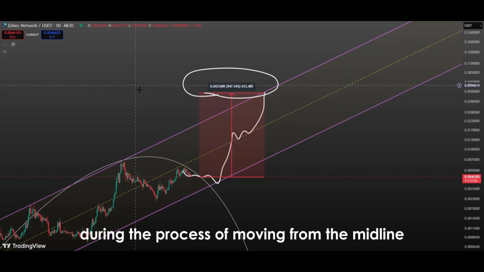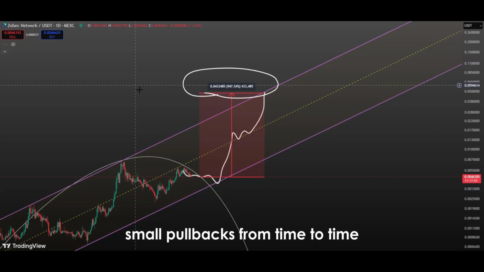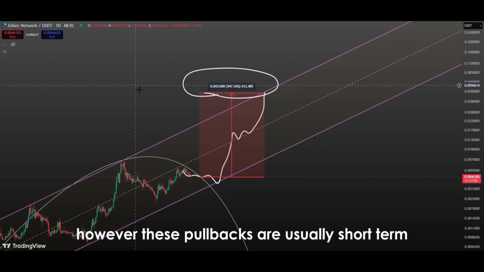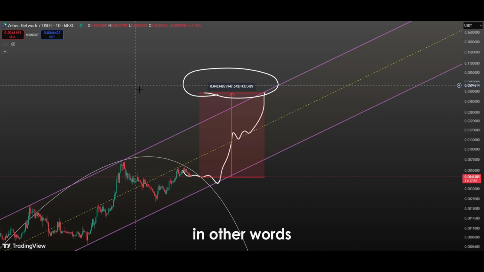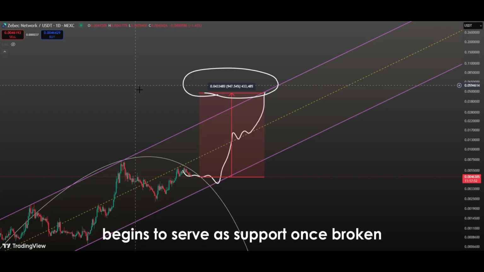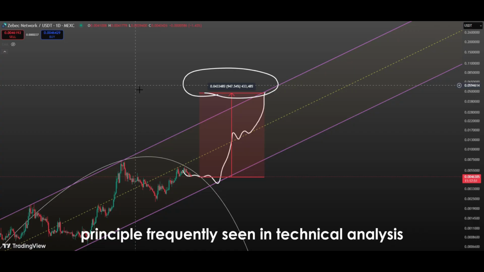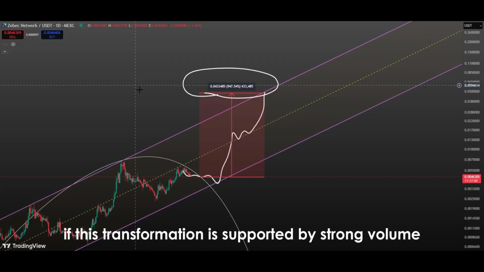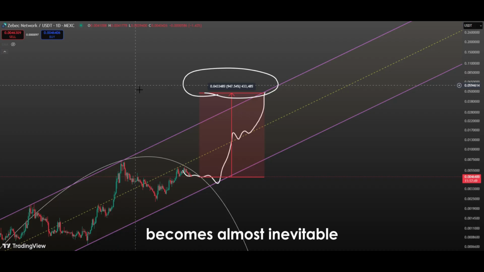During the process of moving from the midline to the upper band, it is normal for the price to experience small pullbacks from time to time. However, these pullbacks are usually short-term, and since the midline now acts as support, the price tends to turn upward again. In other words, the midline which previously acted as resistance begins to serve as support once broken. This is a reflection of the resistance becomes support principle, frequently seen in technical analysis. If this transformation is supported by strong volume, the price's progress toward the upper band becomes almost inevitable.